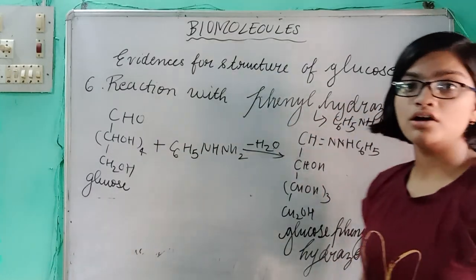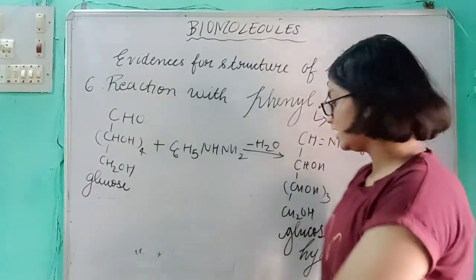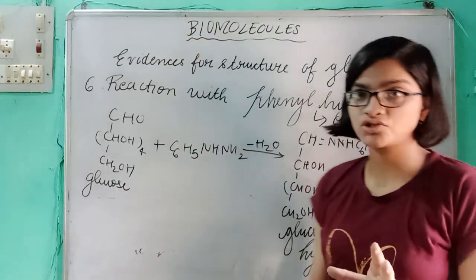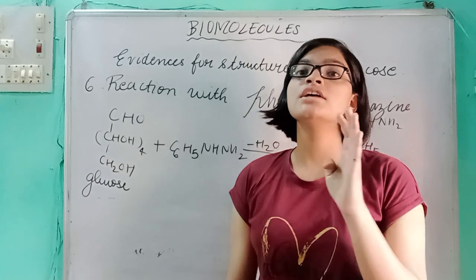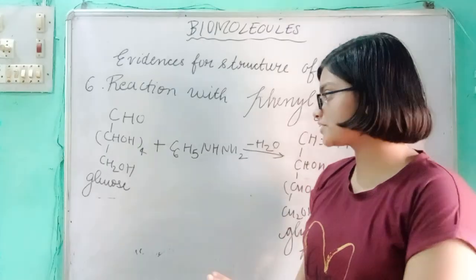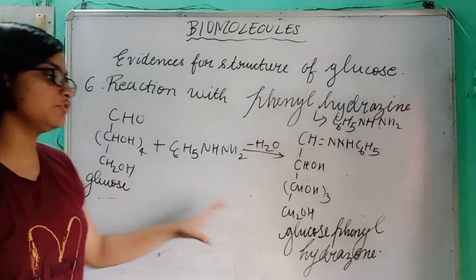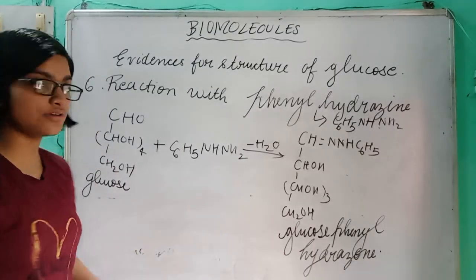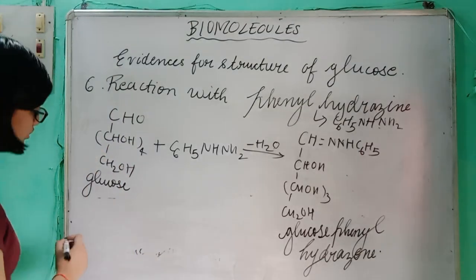So, sixth evidence is that whenever glucose reacts with phenylhydrazine, we obtain glucose phenylhydrazone. And this reaction proves that there is one primary alcoholic group and 4 secondary alcoholic groups. So, on reacting glucose with phenylhydrazine, we obtain glucose phenylhydrazone, which proves that there is presence of one primary alcoholic group and 4 secondary alcoholic groups.